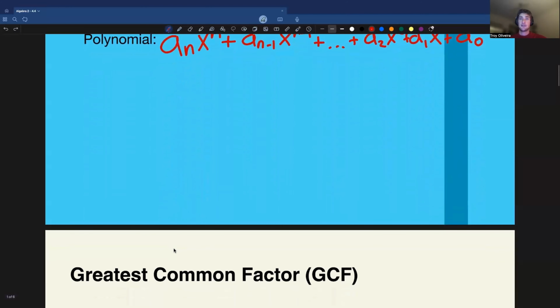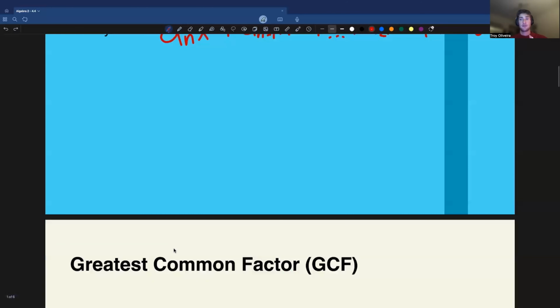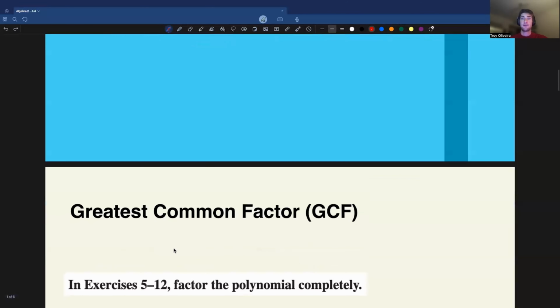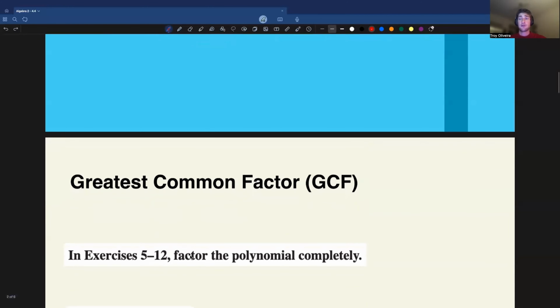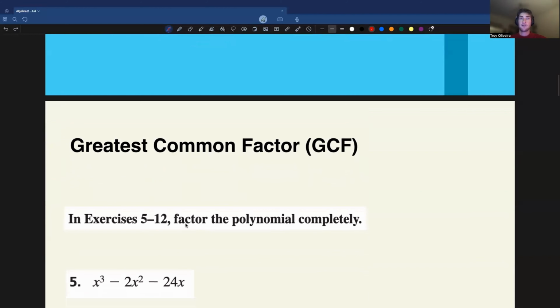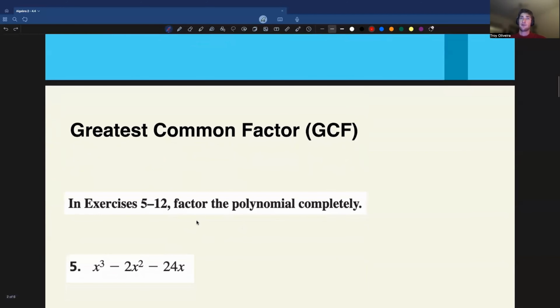This is really a technique we should always be looking for when we're factoring anything, which is looking for a greatest common factor. When we look for a greatest common factor, we have to make sure each term has a factor in common, right? Then we can just factor it out and write what's remaining in the parentheses. So let's practice some GCF here. Factor the polynomial completely.